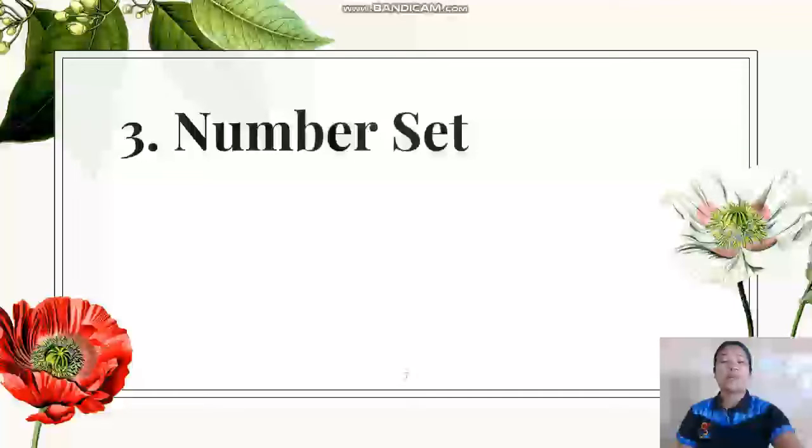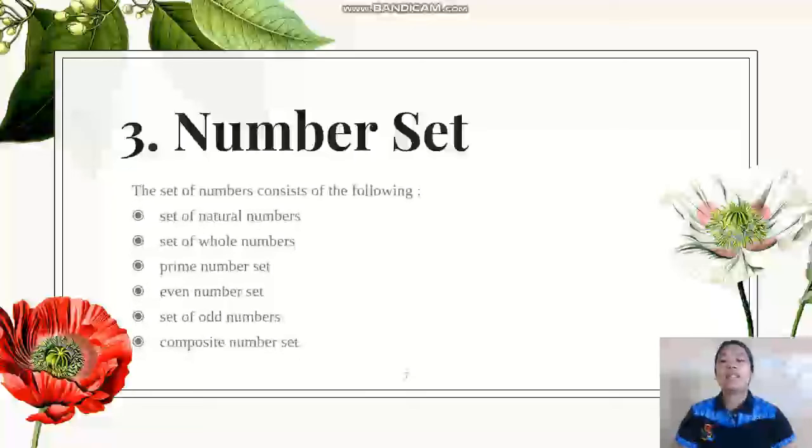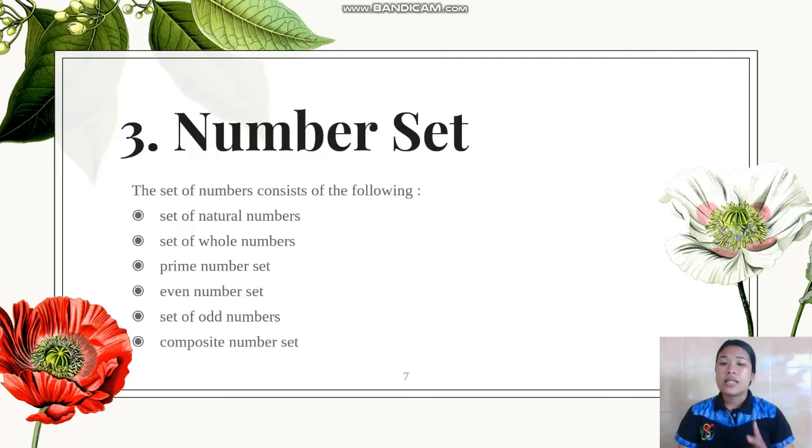Next, number three, number sets. The sets of numbers consist of the following: the set of natural numbers, set of whole numbers, prime number set, even number set, set of odd numbers, and lastly composite number sets.